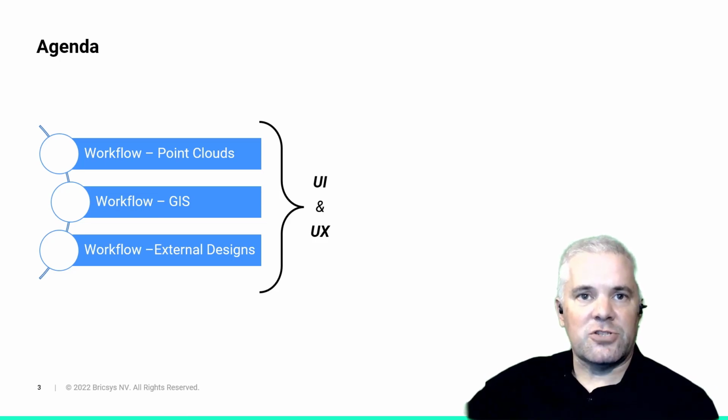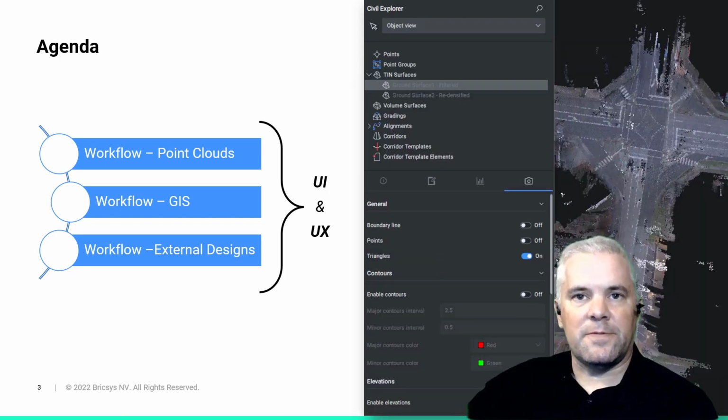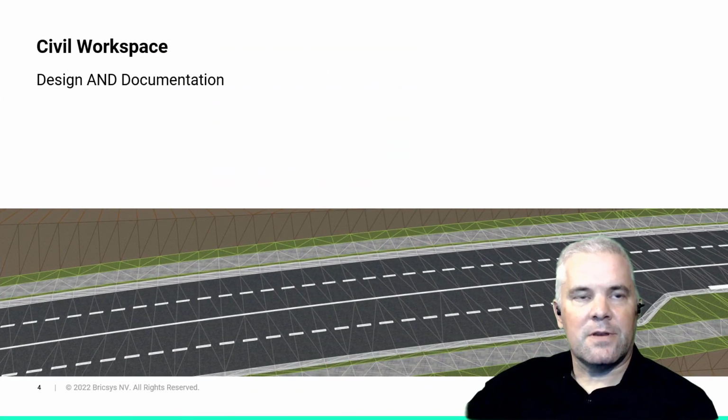So one of the main features of this is the new Civil Explorer. In here, we can access the general hierarchy and also all the commands and settings of the civil objects. As well as this, we also have a new civil workspace on V23.